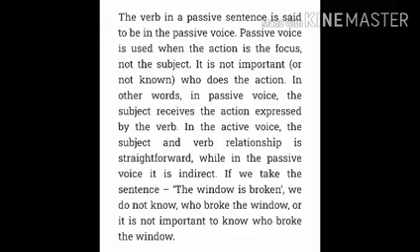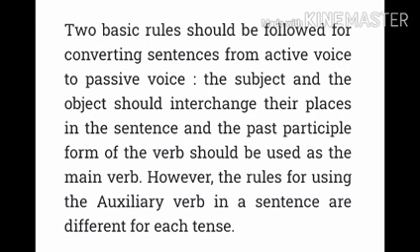Two basic rules should be followed for converting sentences from active voice to passive voice. The subject and the object should interchange their places in the sentence, and the past participle form of the verb, means V3 form of the verb, should be used as the main verb. However, the rules for using the auxiliary verb in a sentence are different for each tense.